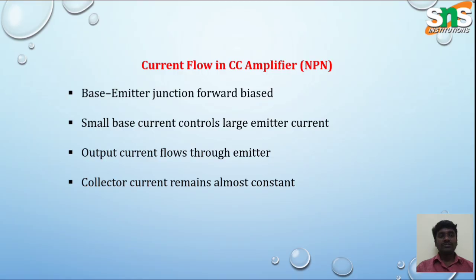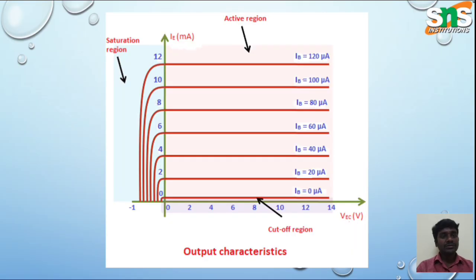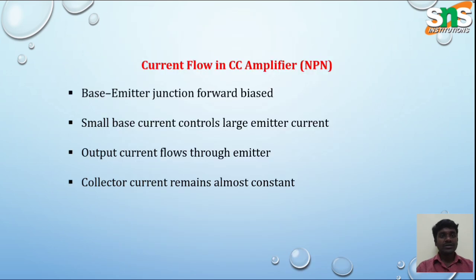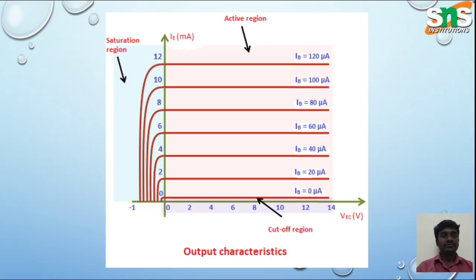Current flow in the common collector amplifier: the base emitter junction is forward biased. A small base current controls the large emitter current. While the base current increases, the emitter current IE also increases. The output current flows through the emitter, and the collector current remains almost constant, as we can see in the diagram.